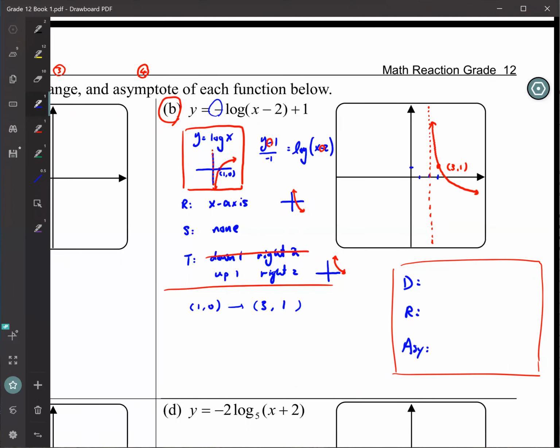Okay, let's check domain. Donna, what's the domain? X is greater than 2. Greater than 2. Okay, very good. Range? Ray, what's the range? All real numbers. Yeah. Equation of asymptote, Cindy? X equals 3. Wait, no, 2. Yeah. 2. Yep, very good.